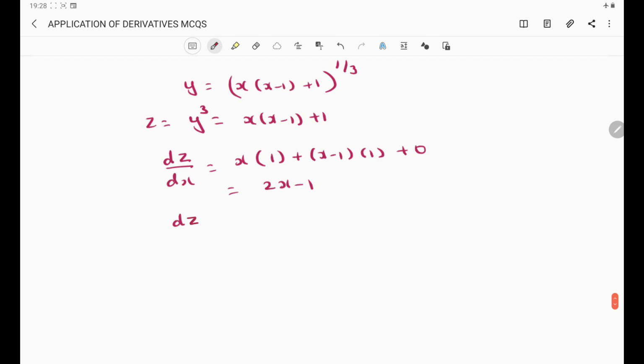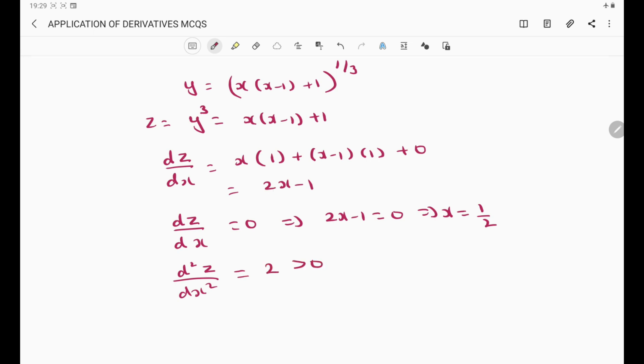So the critical point is dz by dx equal to 0, which implies 2x minus 1 equal to 0, which implies x equal to half. So this is the critical point, and d square z by dx square is equal to the derivative of 2x minus 1, which is 2, which is positive, which means x equal to half is a point of local minima.